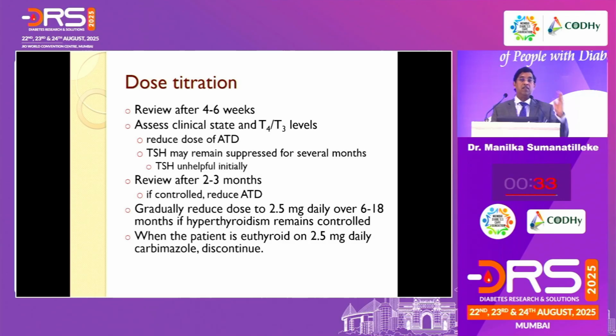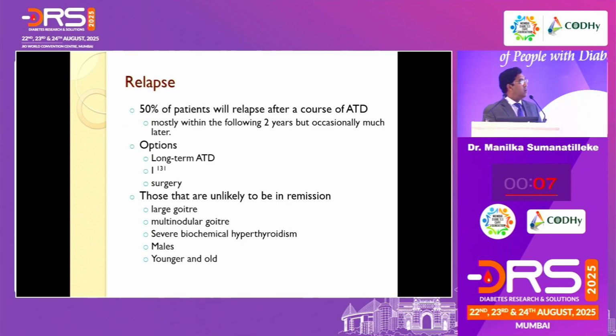Until TSH normalizes, you should monitor free T4 initially until the T4 is normalized. When it is in the normal range, you could monitor with TSH. Otherwise, sometimes TSH will be 0.001 every time you do it, and you have no idea what to do. So monitor with free T4 initially, on high dose. Once the T4 is in the mid-normal range, shift to TSH and do not try to normalize that. And then you stop the medication. If the relapse rate is high, then we go for the second line treatment.